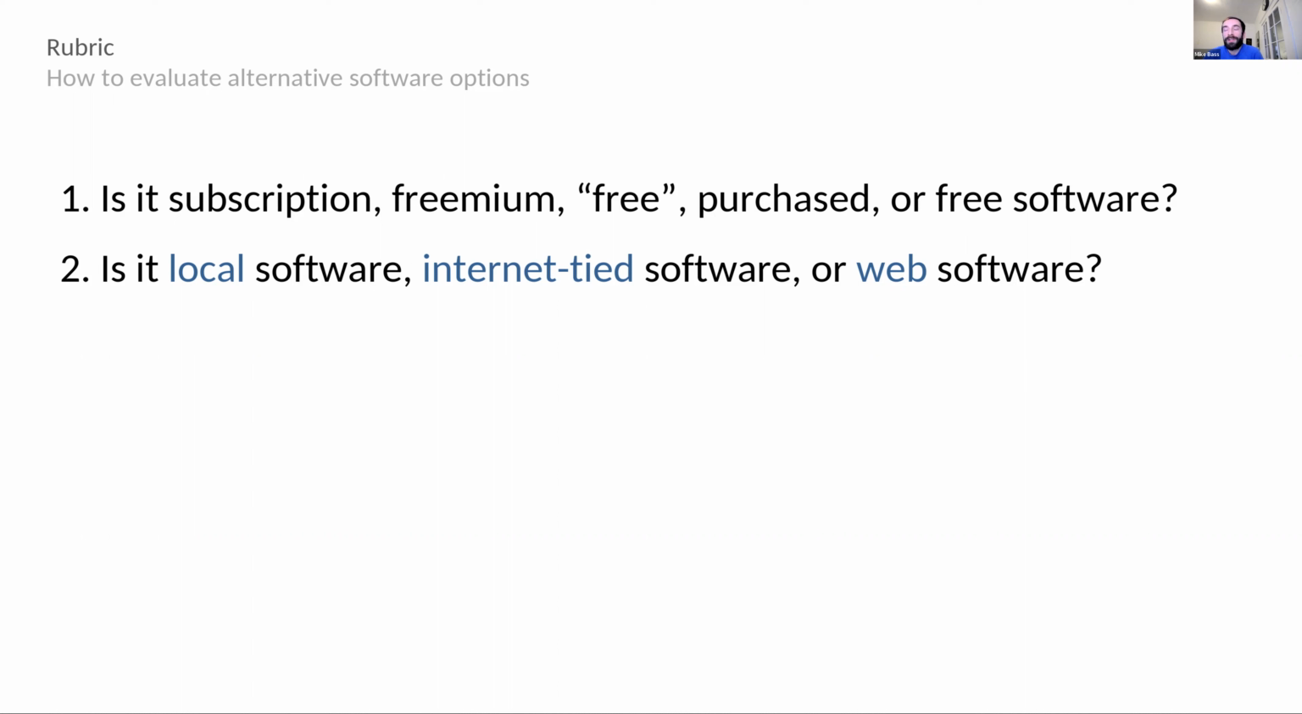And then web software, this third one, is software that you access through a web browser, and you definitely need an internet connection to access it. So this is Gmail, Facebook, Squarespace, Nextcloud, things that you have to connect to.